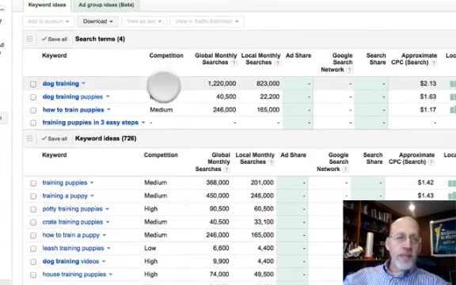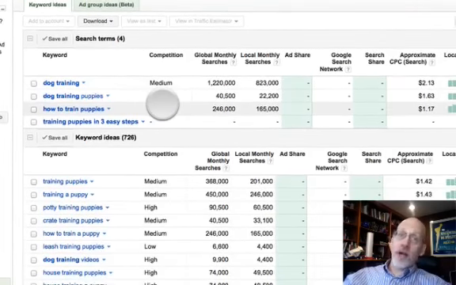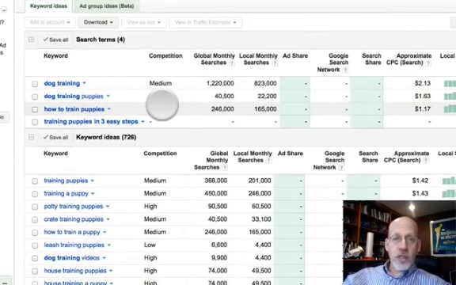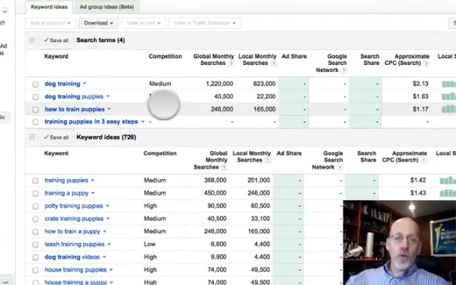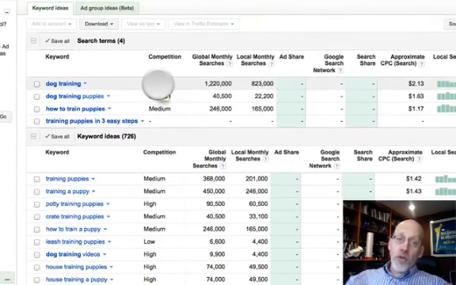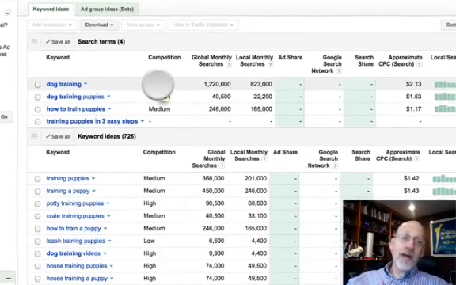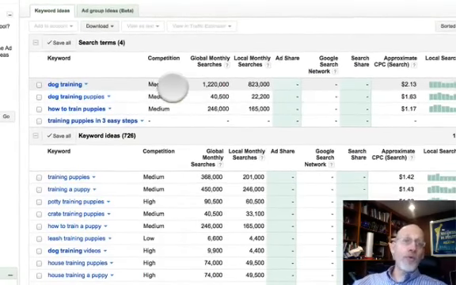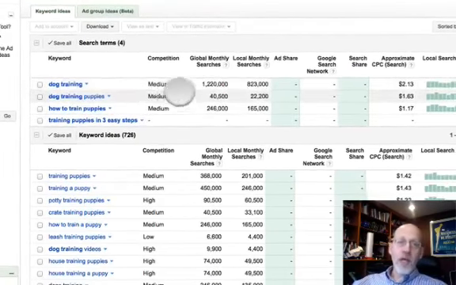First thing we notice is competition is medium. Now we want to look for low competition. That's our goal, to find things that are low competition. The goal is low competition, heavy search volume. But what we certainly want to avoid is high. So I'm actually kind of happy that we're not seeing anything with high competition here. A little surprised. Not always, by the way, do I believe what I see here.